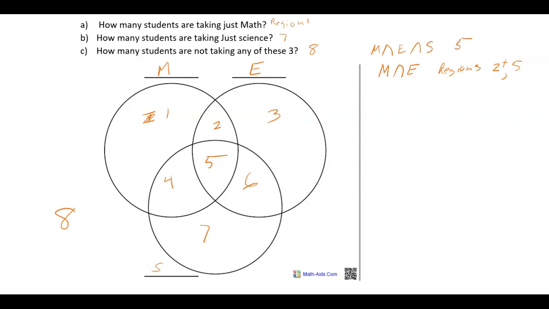So if you fill in region 5 first, and then you go to fill in region 2, you've already counted some of the people who are taking math and English. They show up in the people who are taking all 3. The intersection of math with science will be regions 4 and 5 together. This whole thing here, if you look at these circles, if I shade in there, I'm in both math and science. Some of me is also in English, but that doesn't matter. The part that's in both math and science is these 2 regions right here.